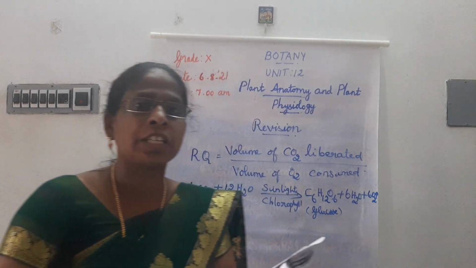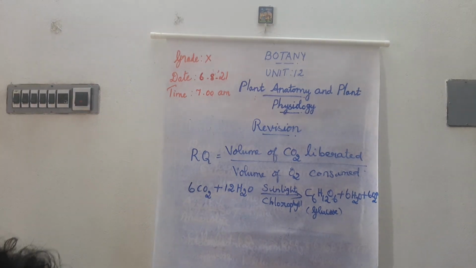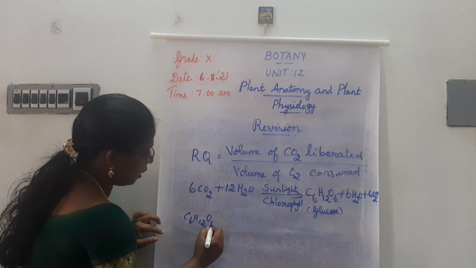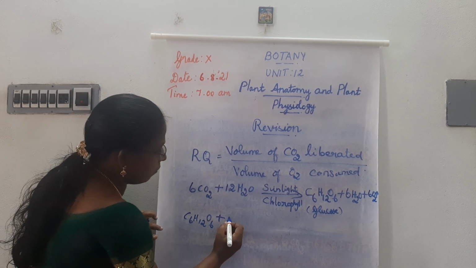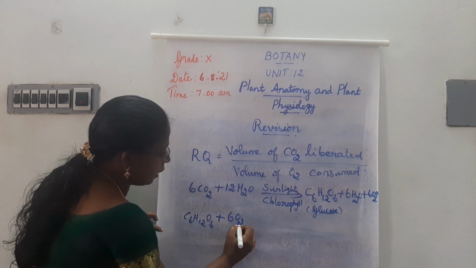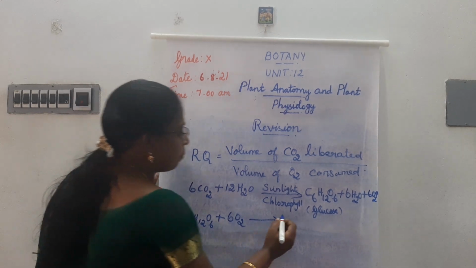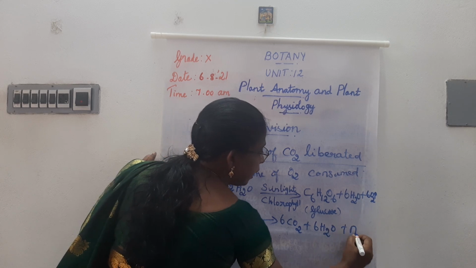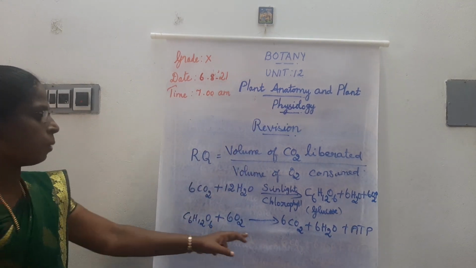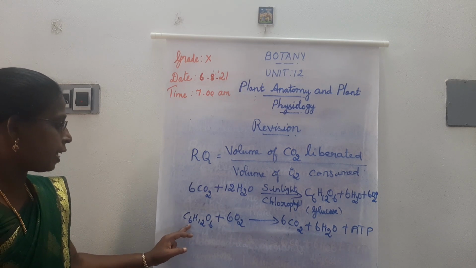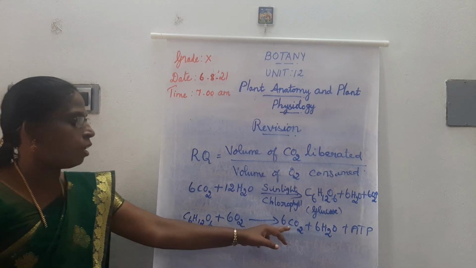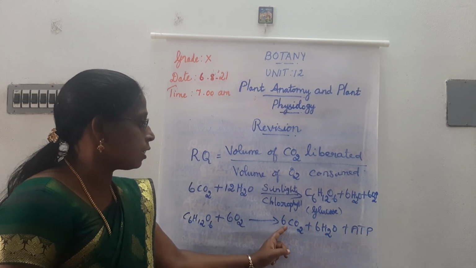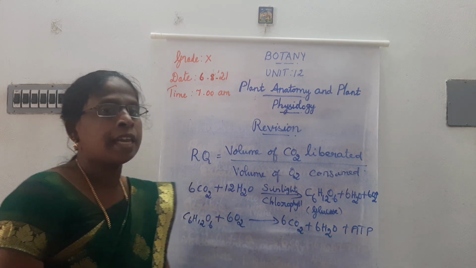Then, what is the chemical reaction for aerobic respiration? C6H12O6, that is glucose, is oxidized with the help of oxygen, and we obtain carbon dioxide, water and energy. ATP means energy. C6H12O6 plus 6O2 gives 6CO2 plus 6H2O plus ATP.